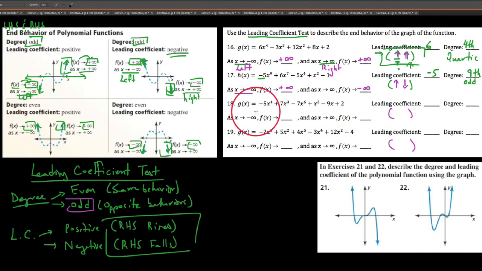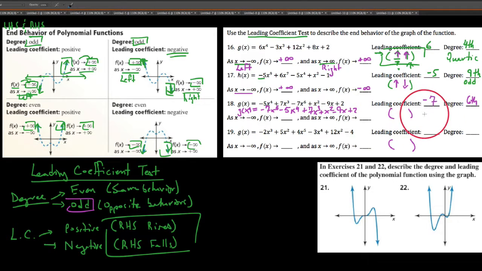Okay, so for 18, g of x, we'll notice that this isn't in standard form yet. We actually have to rearrange this so our exponents are in decreasing order. So I noticed that negative 7x to the 6th would come first, followed by, looks like x to the 5th next, minus 5x to the 4th here, plus 7x to the 3rd, okay? Then we have plus x squared minus 9x plus 2. Now that we have this written out in standard form, our leading coefficient is negative 7 here, and our degree is a 6th degree thing.